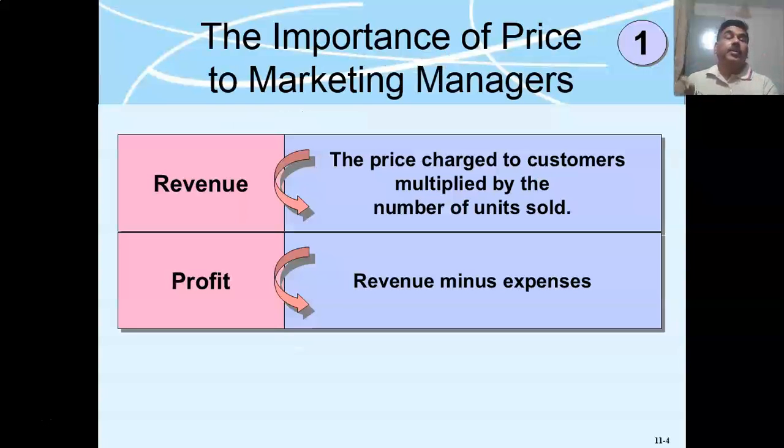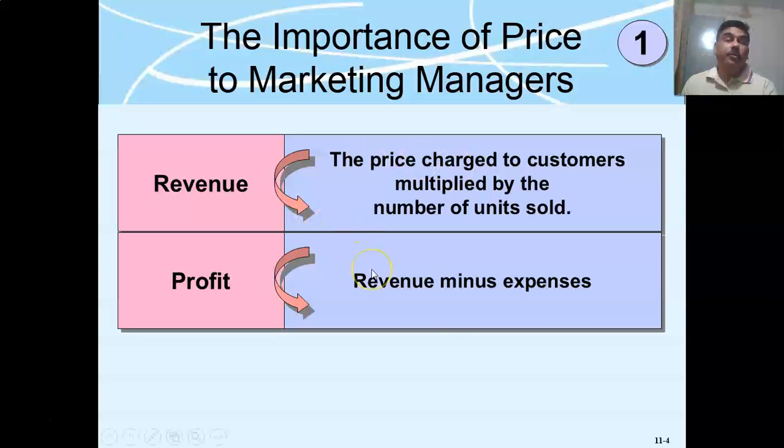Then the importance of price. First, the most important thing is revenue: the price charged to customers multiplied by the number of units sold. So whatever price the seller or producers have charged against a particular product is the source of revenue. And the units of products sellers have sold, multiplied by the per unit price, we call that revenue.